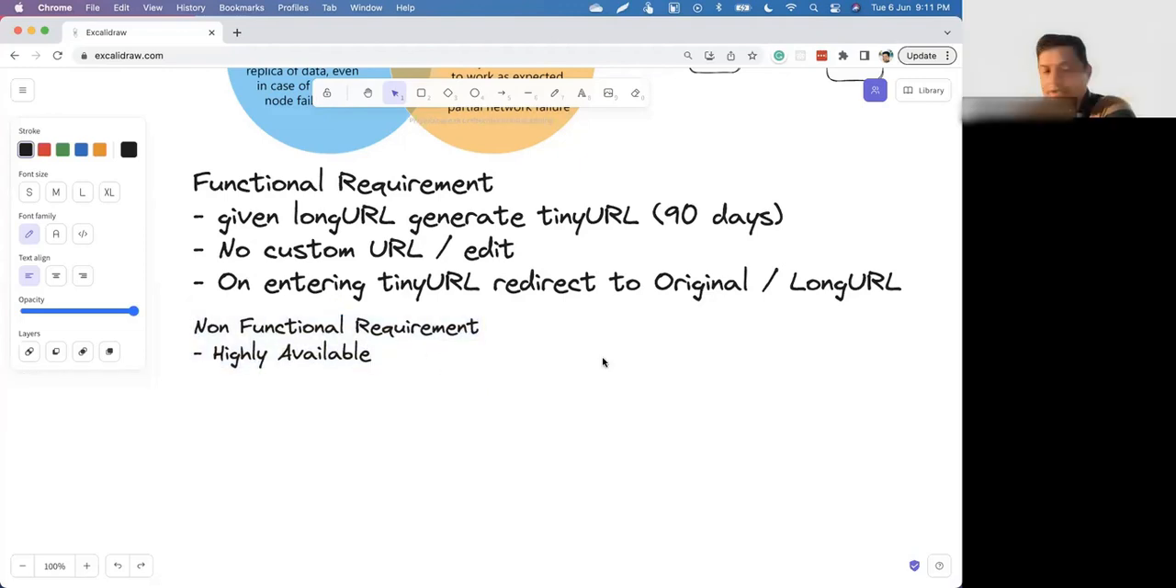Now, coming to the non-functional requirements. You said, yes, definitely the system has to be available, because if your system is down, then your customers will go to some other competitor. They will not have a good experience. So availability is important here. But what else is important? Is it fine if you type the tiny URL and after a few minutes you get redirected to the original URL?